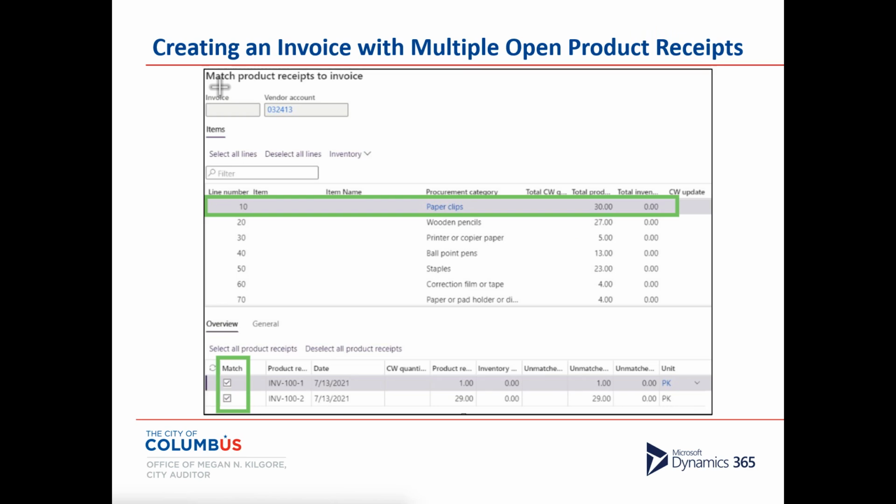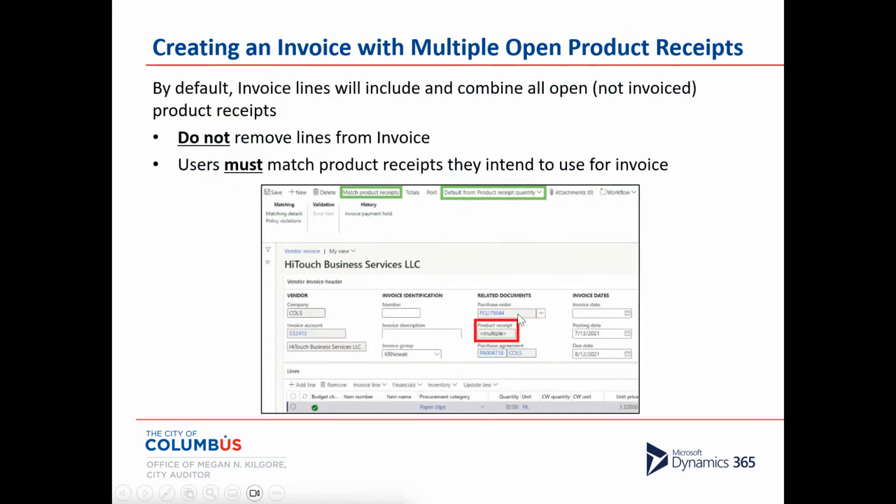Let's say for this example, we don't want to use the second line, INV-100-2. So we don't want to use that product receipt. And we go through all of our lines and we deselect that or unmatch that product receipt from all of our lines. Once we select OK, if we come back to our purchase order, this product receipt under related documents will no longer say multiple. It will say the product receipt that you want to match to your invoice. So in this case, it would be INV-100-1.